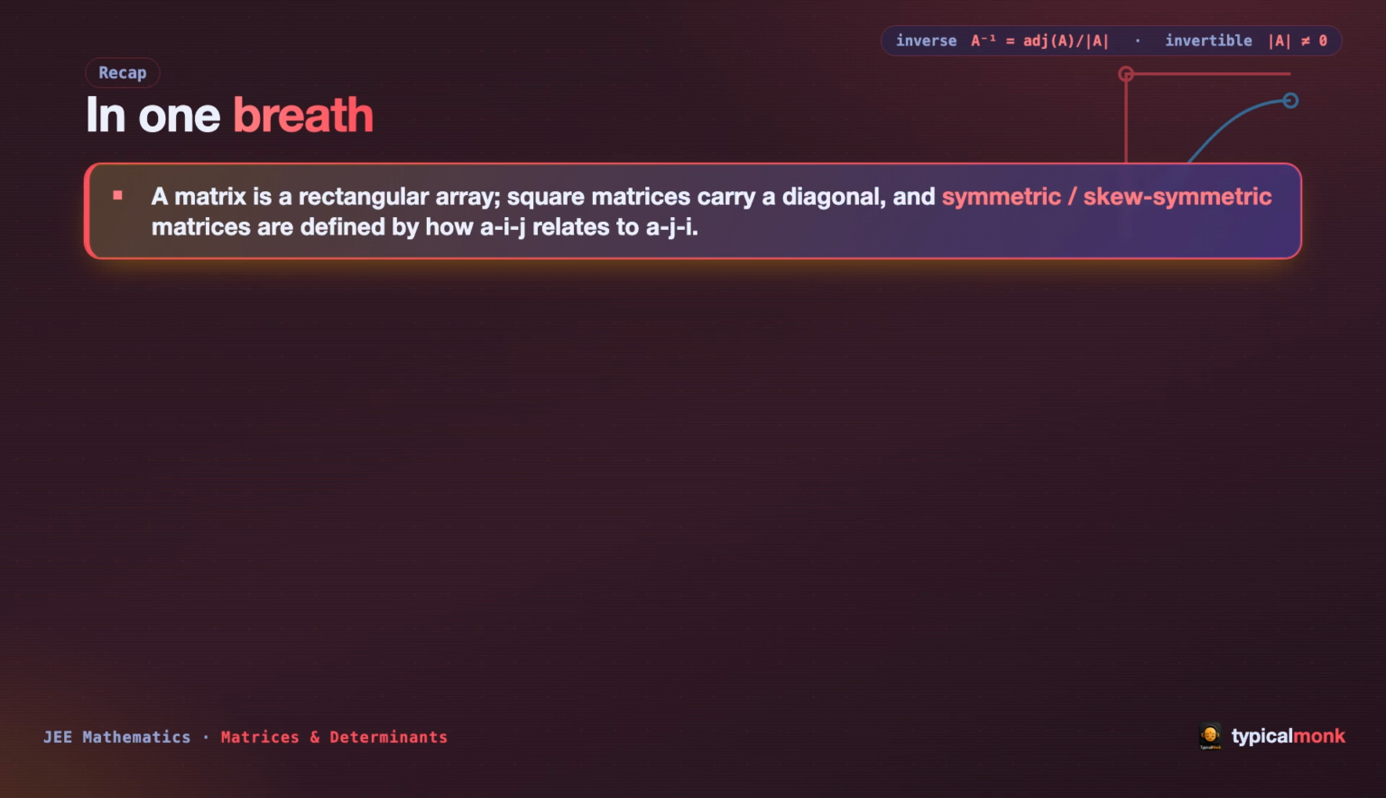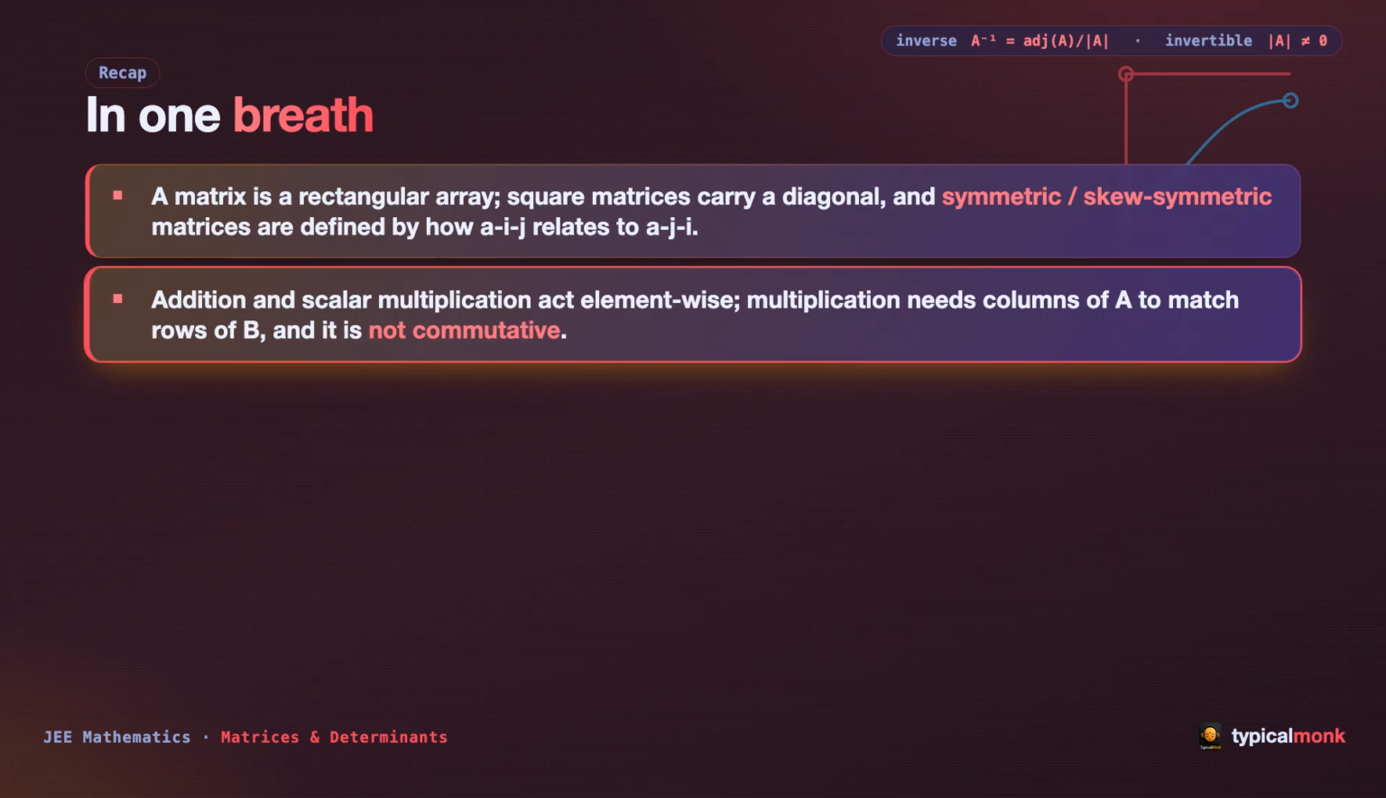Let us gather the whole class in one slow breath. A matrix is a rectangular array. Square matrices carry a diagonal, and symmetric and skew-symmetric matrices are defined by how a_ij relates to a_ji. Addition and scalar multiplication act element by element. Multiplication needs the columns of A to match the rows of B, and it is not commutative.